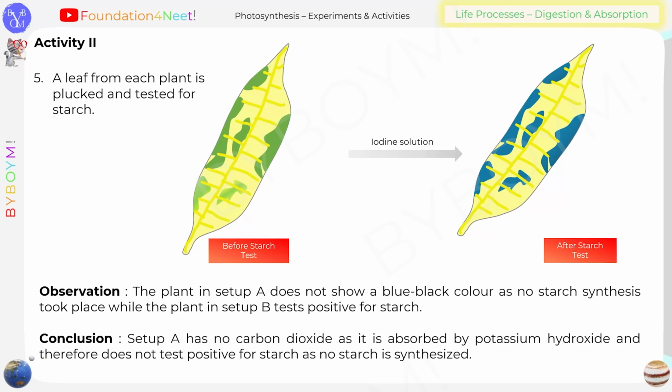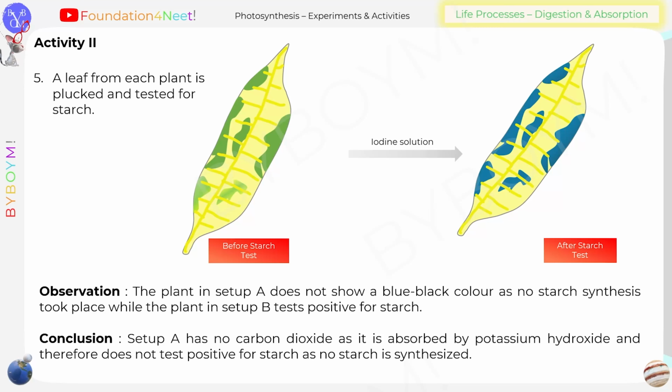So from setup A and setup B, what would we observe? We observe that the plant in setup A does not show bluish black color. Why? Because no starch is synthesized. Why? Because all the carbon dioxide was absorbed by potassium hydroxide. So no carbon dioxide was available for photosynthesis for plant A. So no photosynthesis in plant A means no bluish black color in setup A.